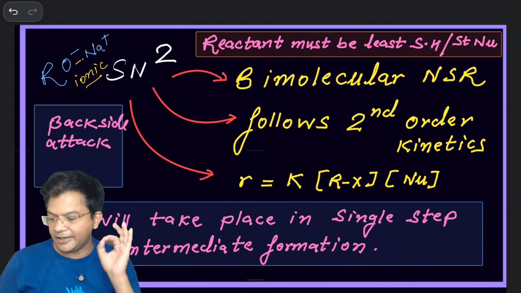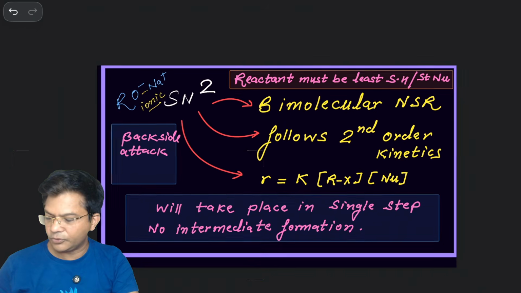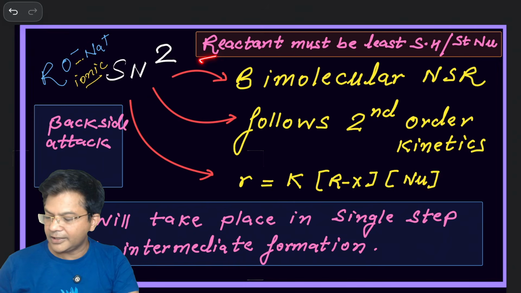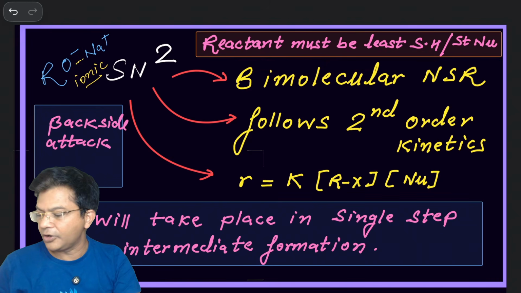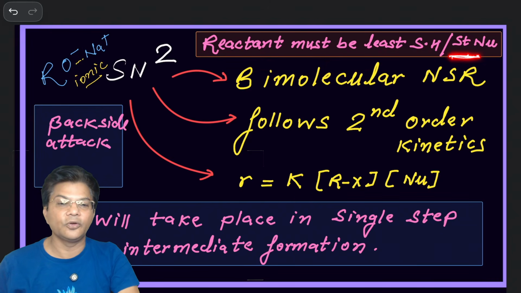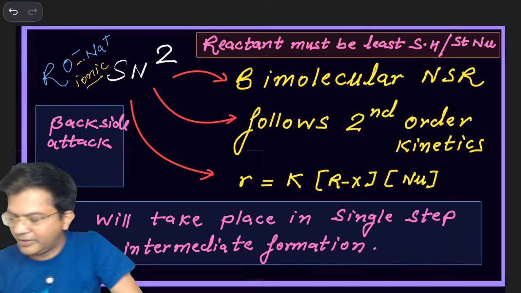So definitely I can say 1 degree, 2 degree, 3 degree, like that. One point is very much clear: the reactant must be least sterically hindered, and the nucleophile must be a strong nucleophile. This page is clear. Now let me move towards SN1.